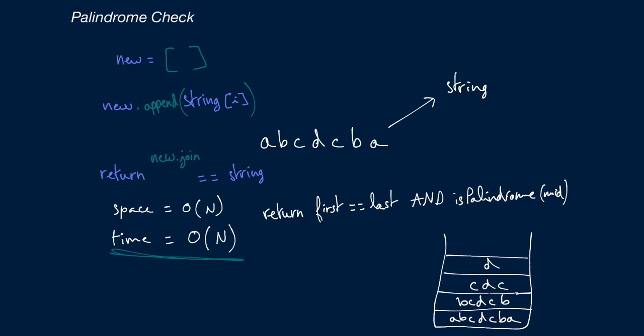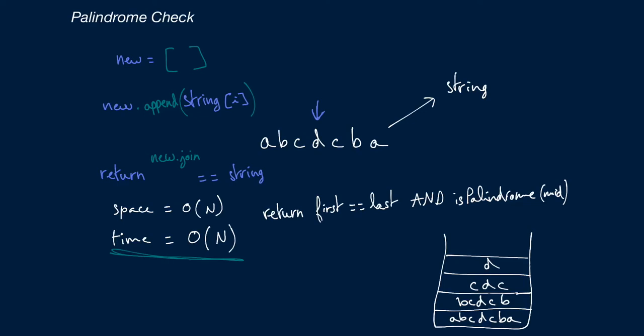So we move the pointers to the second letter and to the second to last letter. Are they equal to each other? Yes, they are. So now we move them to C and C. Is C equal to C? Yes. So now we move them to D and D, and now the pointers overlap, and we're done, right? And this is a palindrome.